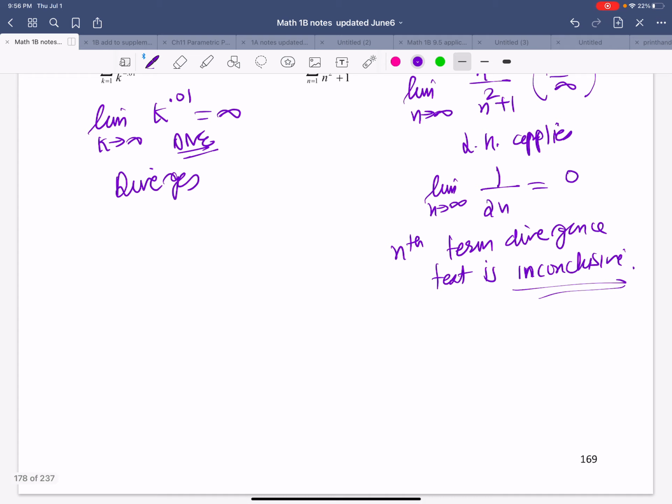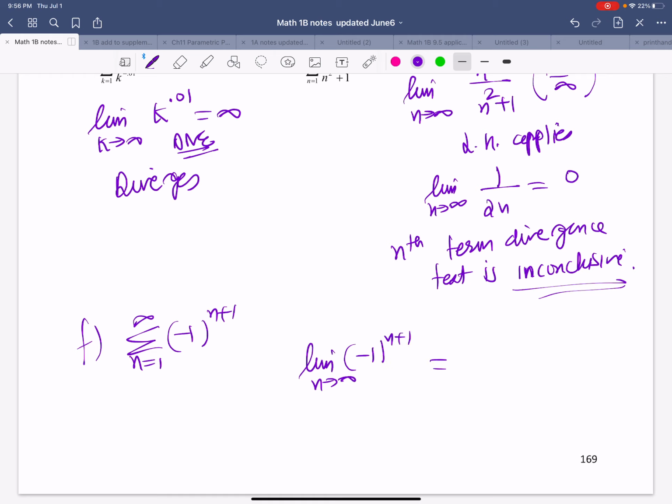Okay, let's see. I'm going to add one more. Summation n equals 1 to infinity of negative 1 to the power n plus 1. What would happen to this series? Would it converge? Let's go ahead and take a limit. Limit as n goes to infinity of negative 1 to the power n plus 1. When n goes to infinity, where does this limit go? Well, n is 1, n is 2, n is 3, it's going to be switching between positives and negatives. So this limit does not exist because it is switching between positives and negatives. So we can say this limit diverges.